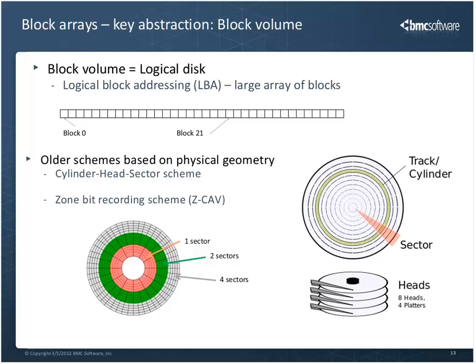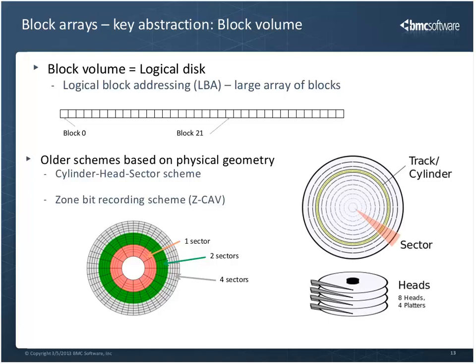You might remember older schemes based on the physical geometry of the drive. Because these were magnetic head drives, there was a CHS scheme, cylinder head sector, in which you have to specify which sector, which track, which cylinder, exactly where the data was defined, how it was going to be accessed, and how much time it was going to take to access. Similarly, there was a more updated version of that called zone bit recording, or ZCAV, and that's another way of arranging the sectors on the various tracks.